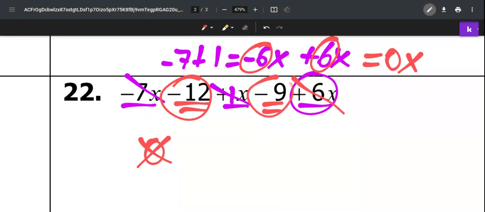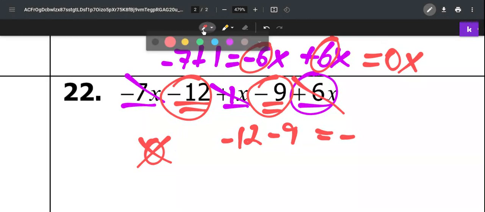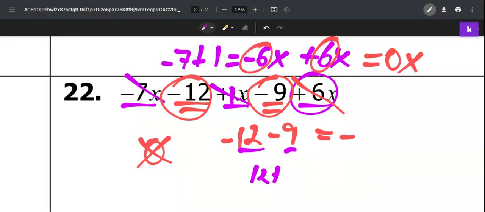All we have left is negative 12 minus 9. So negative 12 minus 9. Now, this is a negative number. So that's like saying I owe someone $12, or in my bank account, I have minus $12. If I pay somebody another $9, I'm still taking away. So this is still going to remain negative. So we know that this is negative. Then you can add the digits. So we can add 12 plus 9, and we end up with our final answer, which would be negative 21.